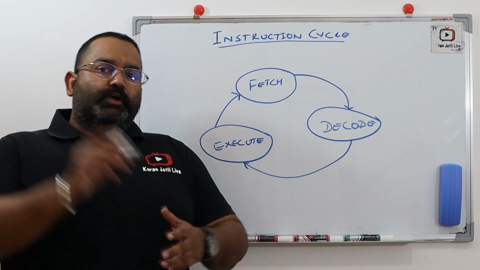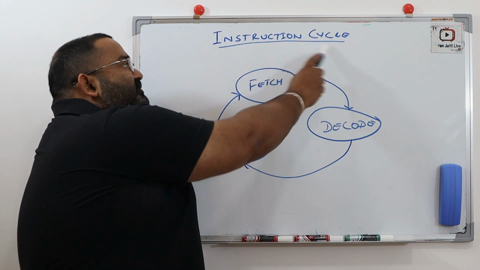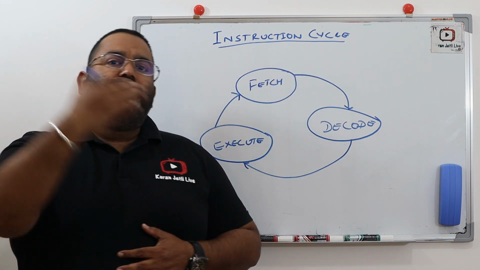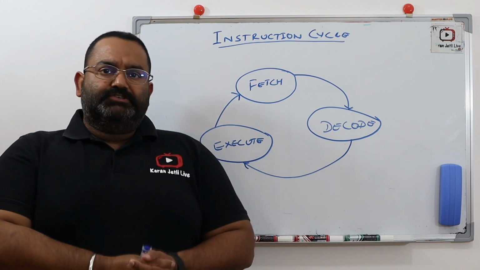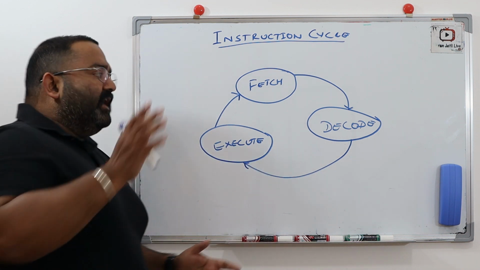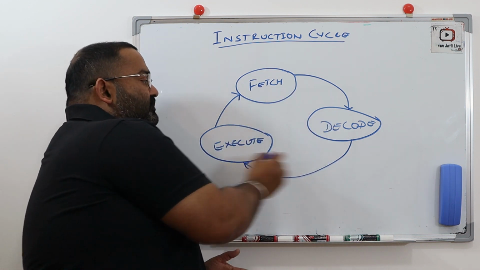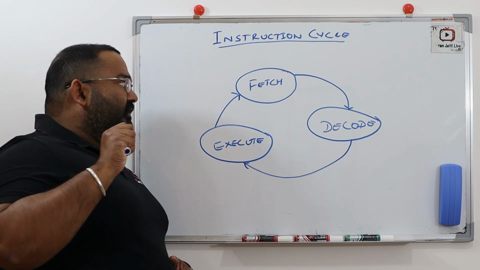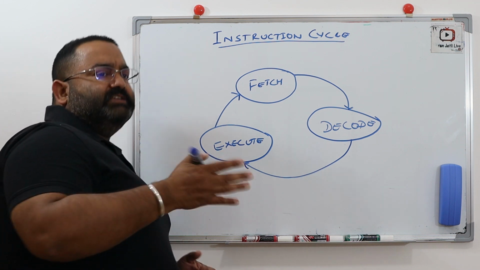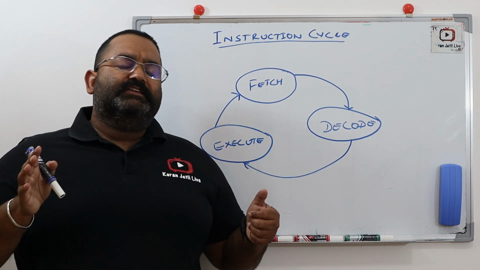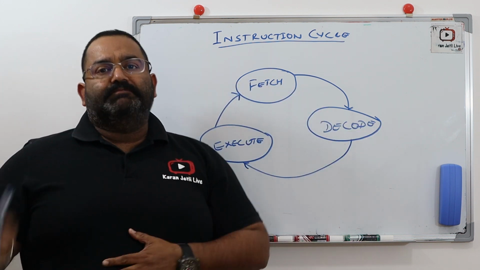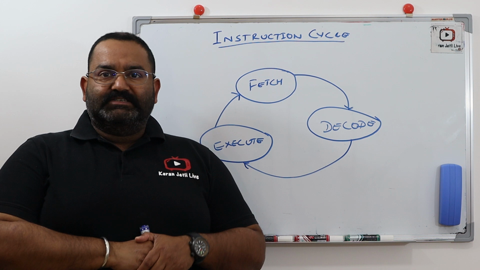So guys, when we talk about instruction cycle, basically what is instruction cycle? It is the cycle in which the computer executes the different instructions. The instructions are executed in three phases, or three stages. First stage is called the fetch stage. What is a fetch stage? It is the stage when we bring the instruction from the memory to the CPU so that it can be executed.